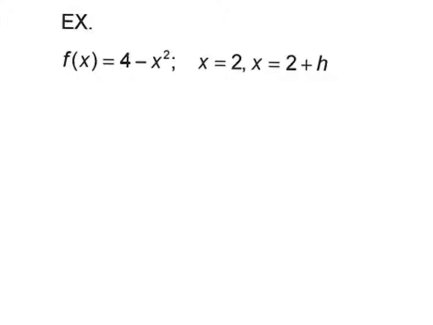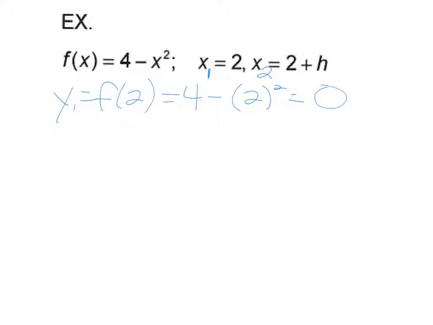This one's a little more difficult because we're plugging in letters, not just numbers. And the first x that's given to us, we'll call that x1. The second x, x2. y1 will be the function with x1 plugged in. 4 minus 2 squared would be 0.